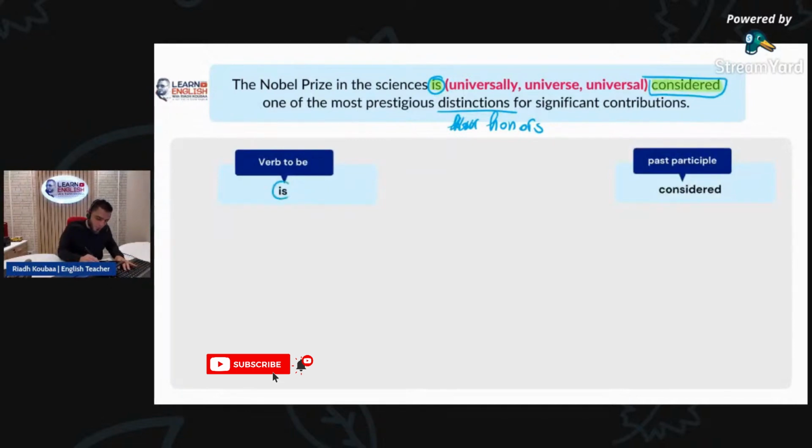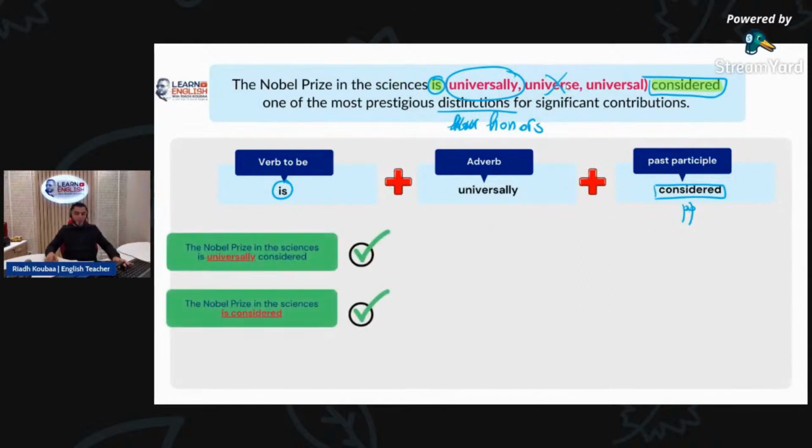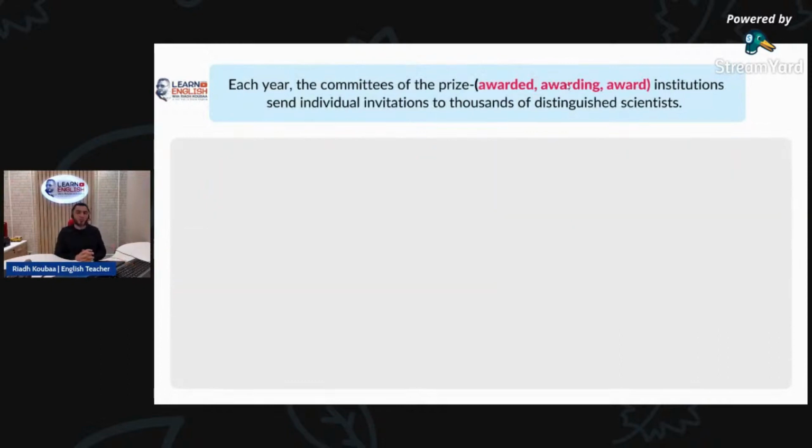So what do I need before the verb to be? And what do I need before the past participle? We have already said that earlier. So what is the correct answer? What do we need in between? We can only need an adverb. So the correct answer here is universally, grammatically speaking: to be plus adverb plus past participle. And for the others, we cannot say the Nobel Prize in the sciences is universal. So these are not correct.